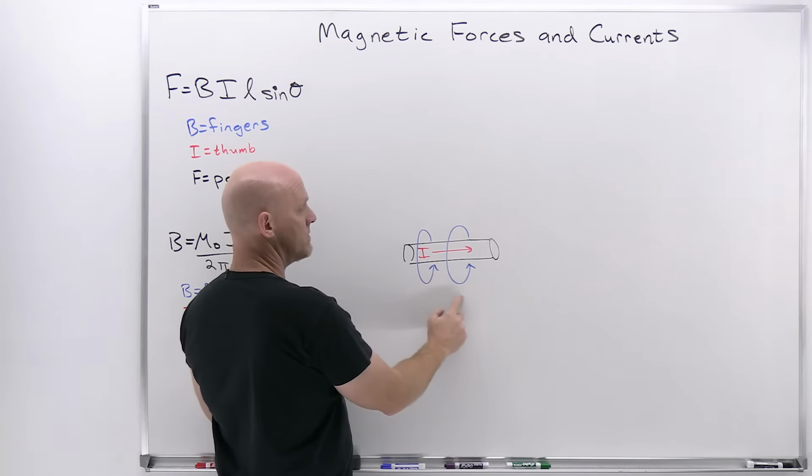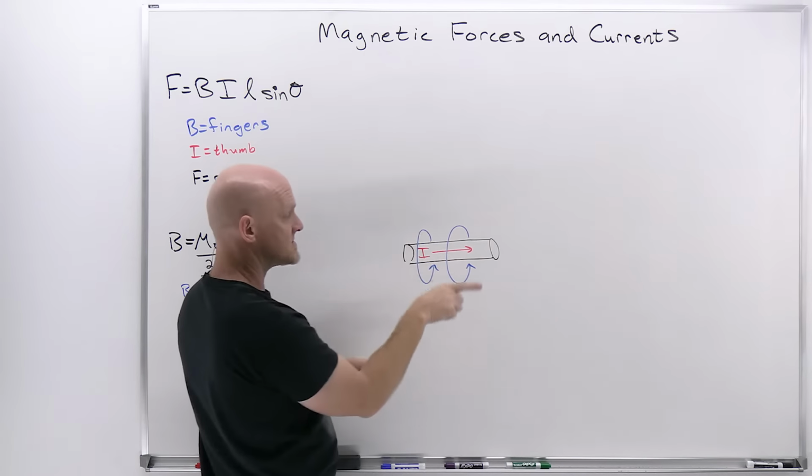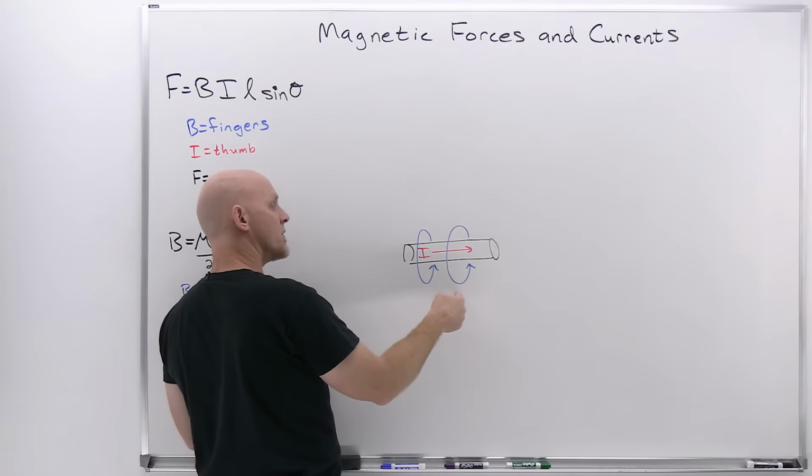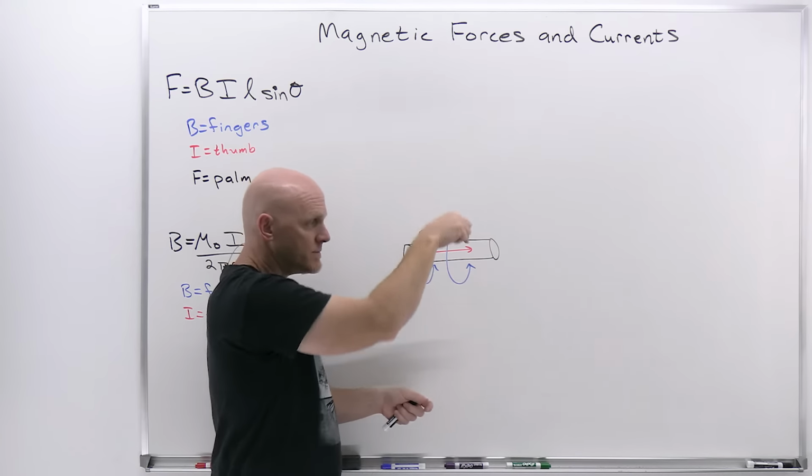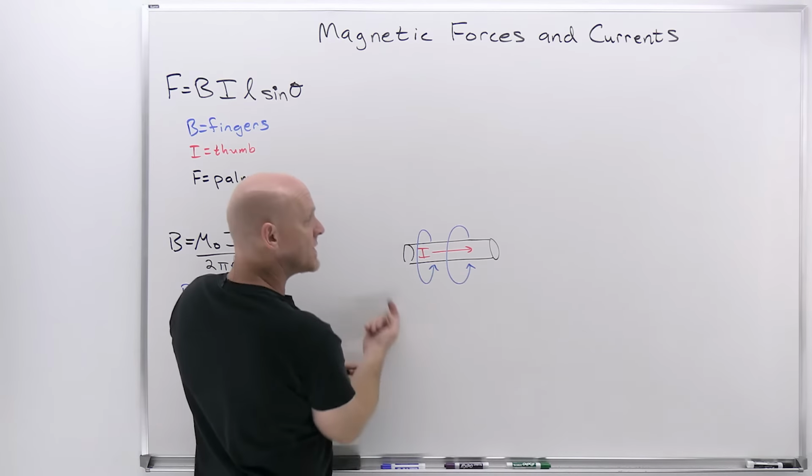What if I said right below the wire here? Well, curling around, as it goes around, it would be going right into the board right there. What about right in front of the wire? Well, right in front of the wire, as it goes around, it would be pointing straight down. Right behind the wire, it'd be pointing straight up.